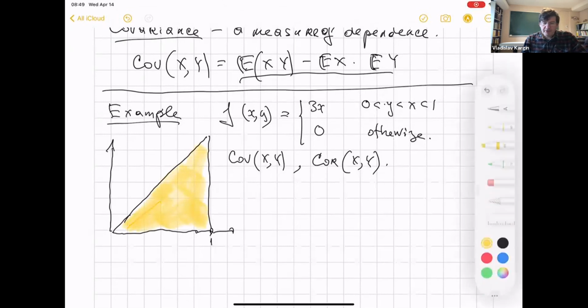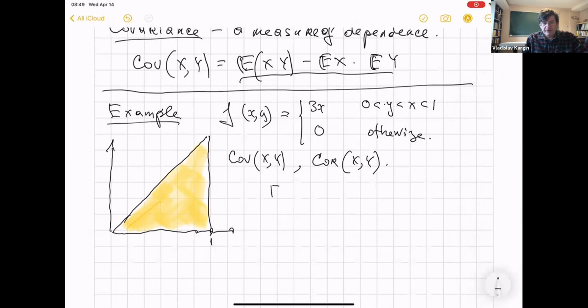Right, and you'll need to find the integrals over this range with some specific functions, right? So if you want to apply this formula in the definition of the covariance, you'll need to calculate the expectation of xy. Let me just show the setup and skip the calculation.